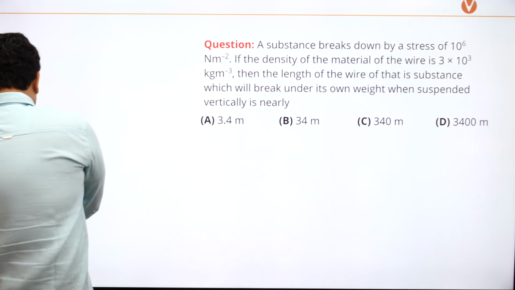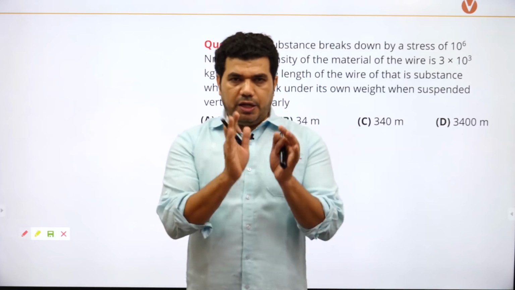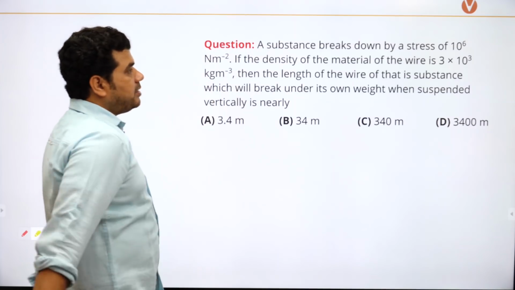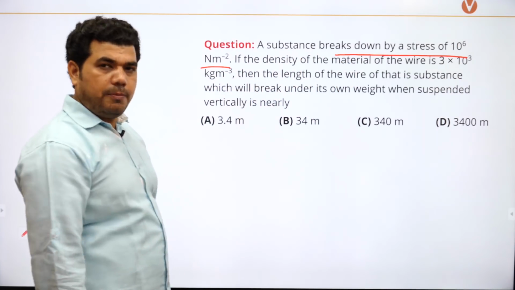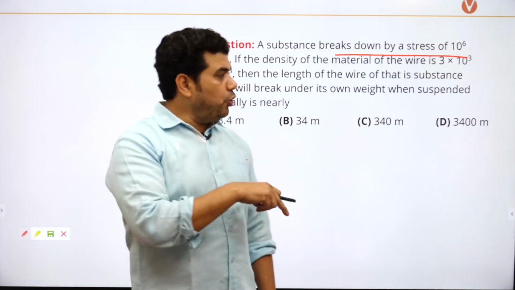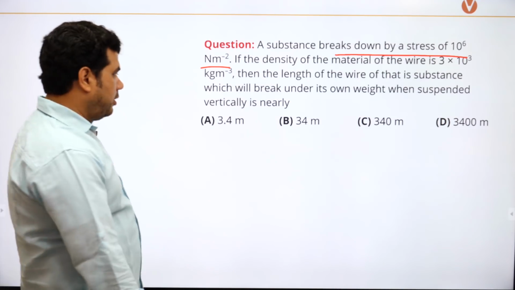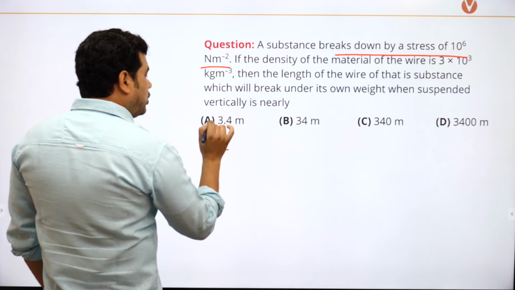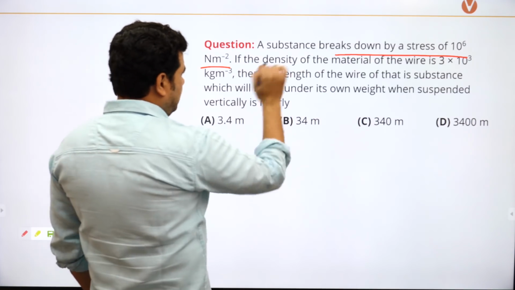Another very good, very easy question, and we can solve it very easily. The substance breaks down at a stress of 10 to the power 6. This is the breaking stress, and breaking stress means F upon A. If F upon A is 10 to the power 6, then the rod will break, which means F upon A is equal to the breaking stress, right? Then let's see what we have to do.